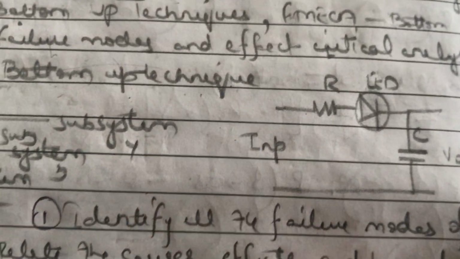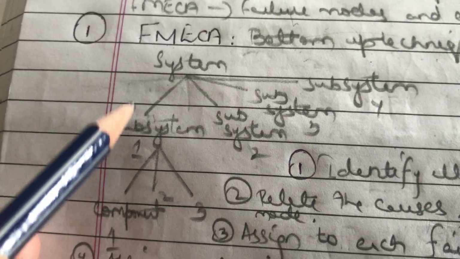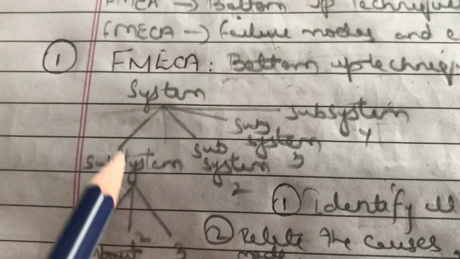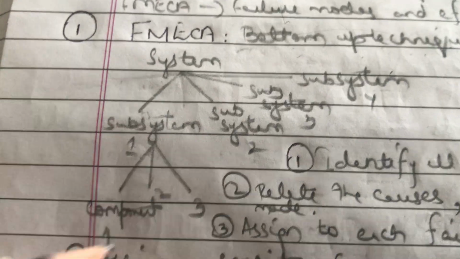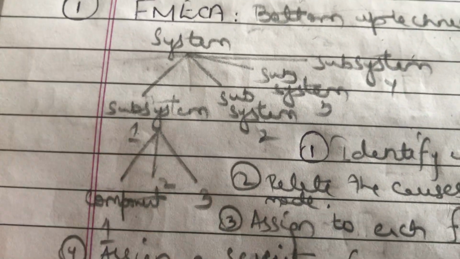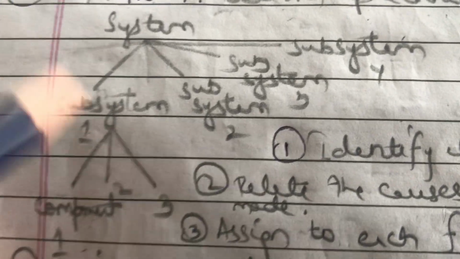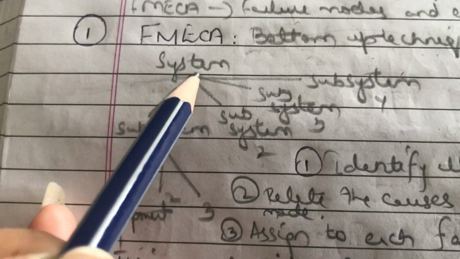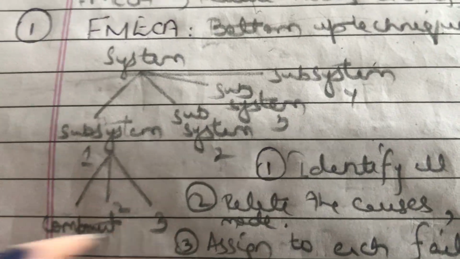Suppose we have a system, and that system must have different subsystems. Suppose it has 4 subsystems, and each subsystem is divided into components, and it may have 3 components or 4 components or 5 components and so on. So this is the way of defining our system: a system divided into different subsystems, and each subsystem divided into different components.